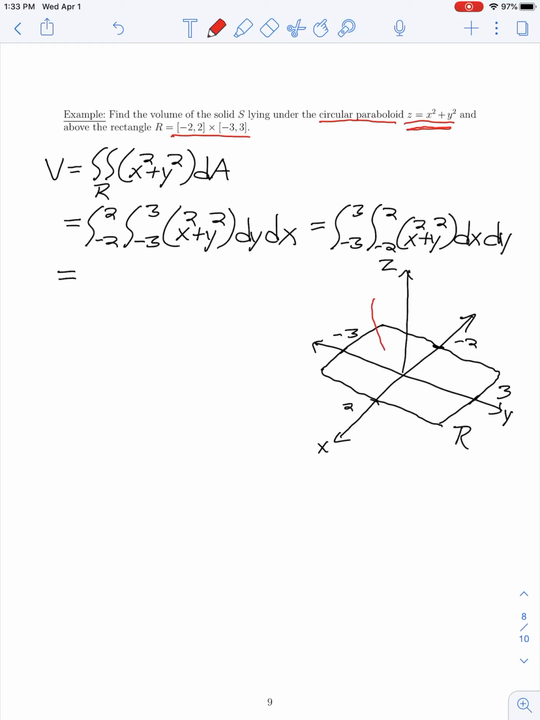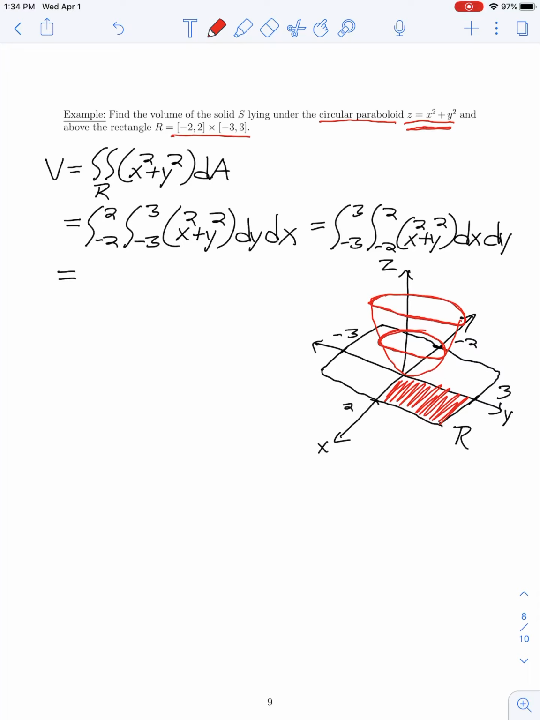Now, the function that we're integrating is z equals x squared plus y squared, which in the problem we're told is a circular paraboloid. So it is a paraboloid opening upward from the xy plane with vertex at the origin, and the cross sections of this paraboloid are circles. So we see that this paraboloid is symmetric about the x and y axis.